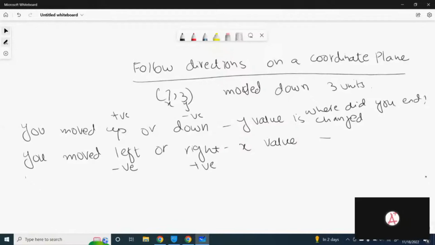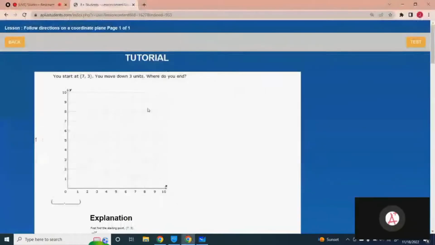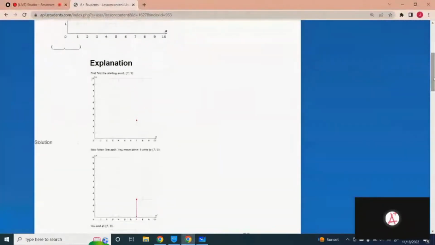That means you have to subtract the 3 units from the y value. So 3 subtract 3 would be 0. That means now the new coordinates are 7 and 0. After moving 3 points down, you are now at 7 and 0. Got it? Just look at the graph. Okay, here is the point 7 and 3. Down 3 units, you have to move from here to here. It would be then 7 and 0.